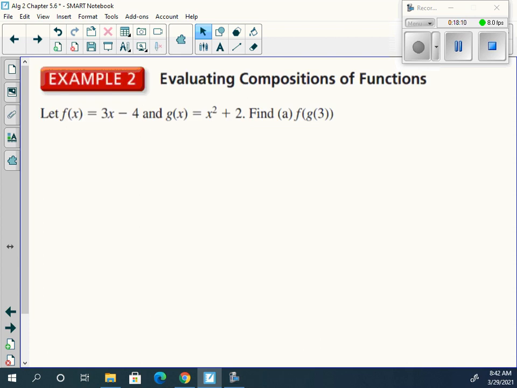We're going to look at these. So these here are a little bit different. I wouldn't say more difficult. But this time we're not looking for f of g of x or g of f of x. We want to find what? F of g of 3. So now we're actually going to find a value for it.